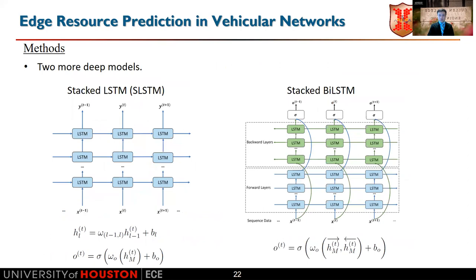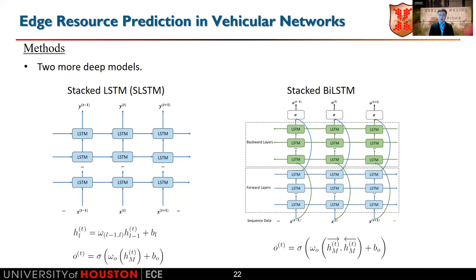And also we adopt the deep models based on LSTM and the bidirectional LSTM. So this is like the development from shallow artificial neural networks to deep neural networks. We can also add more hidden layers to construct deep models. In these two models, all the layers are fully connected, which means the output of the previous layer is the input of the current layer. So by adding more hidden layers, the deep models are constructed based on the shallow models.